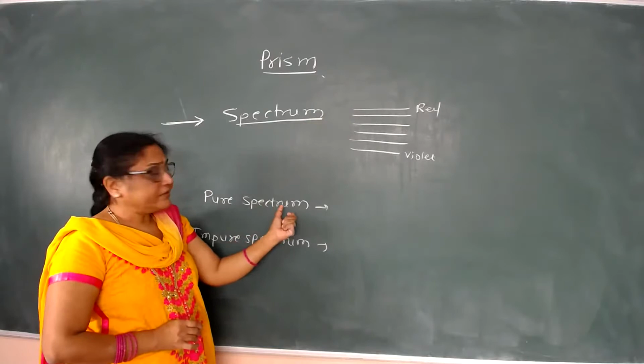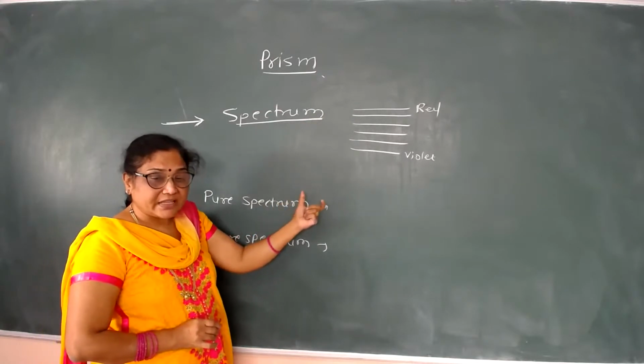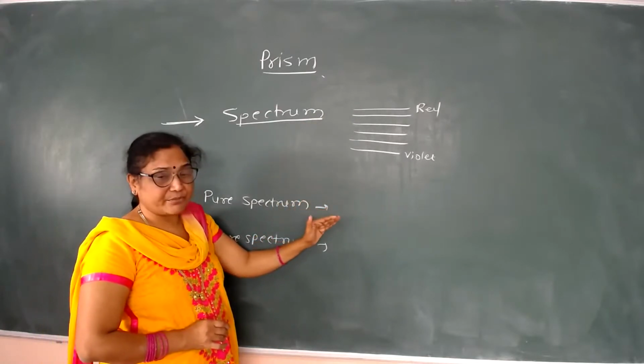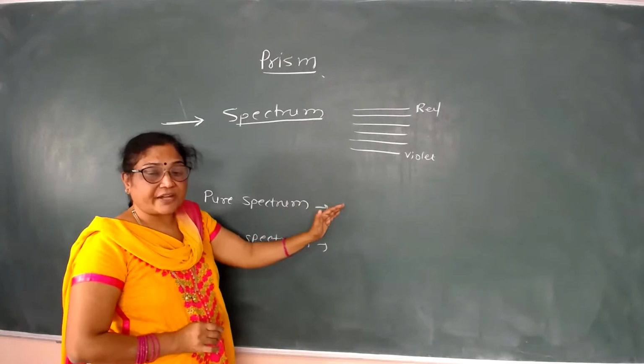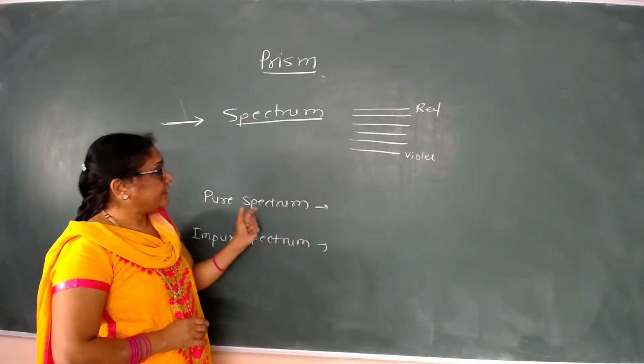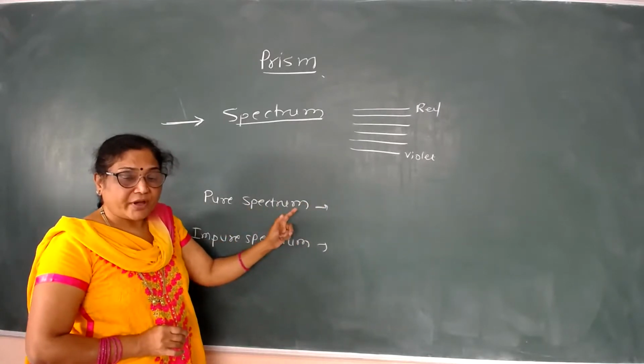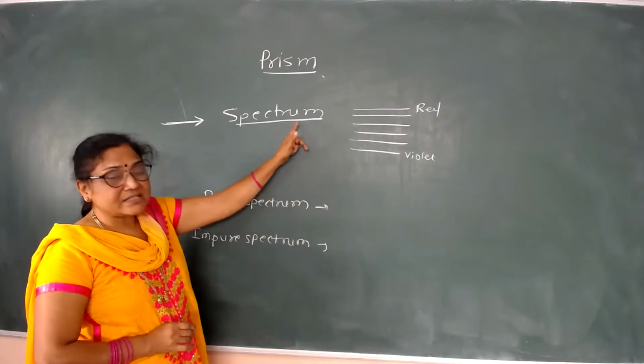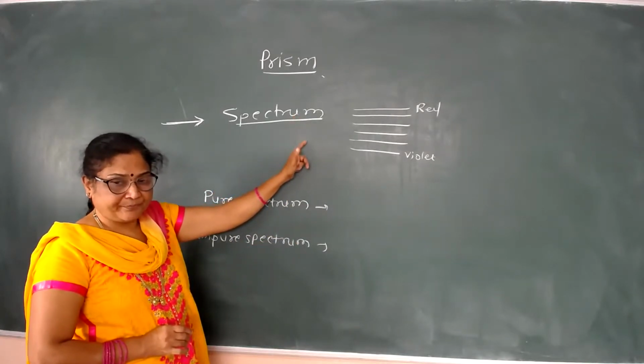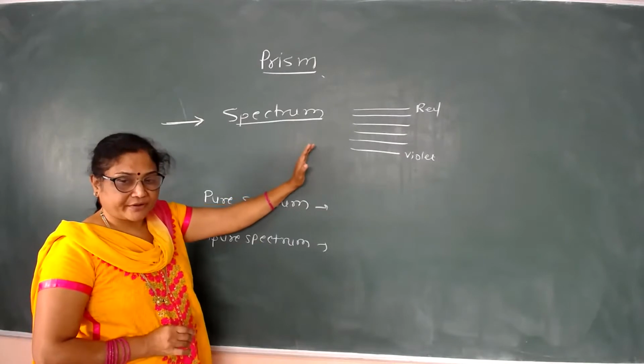In this we find the distance in between, or there is an angle found between the two colors, and that is known as a pure spectrum. For example, the colors obtained due to the prism are known as a pure spectrum.